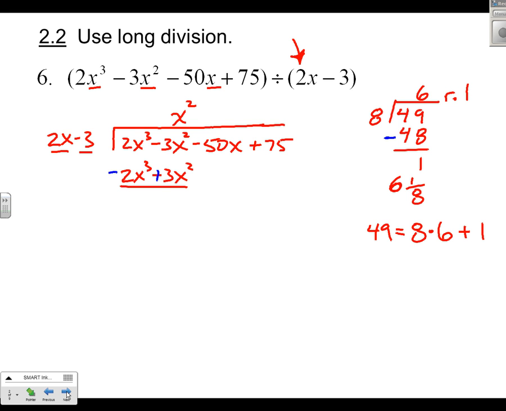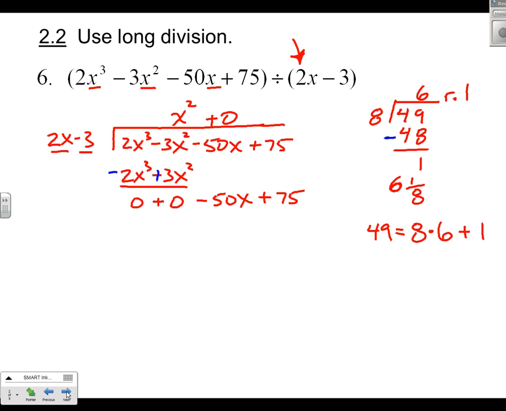And we get 0, coincidentally, plus 0, and I bring down the minus 50x. And because I got an additional 0, 2x minus 3 doesn't really go into minus 50x, but it might go into minus 50x plus 75. So really I kind of have a 0 right here.